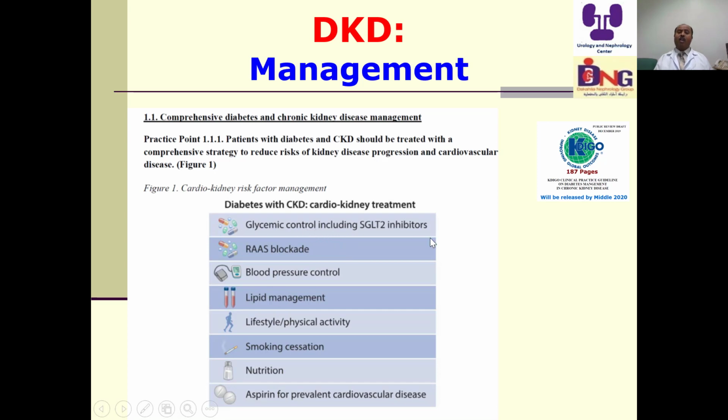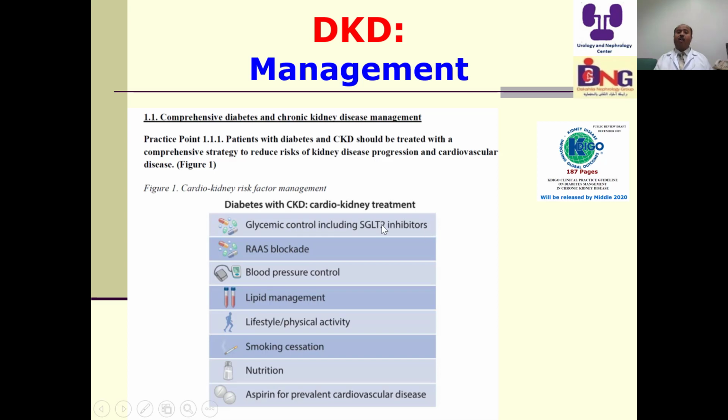Yes, glycemic control is very crucial, and nowadays there is increased preference to use sodium glucose cotransporter 2 inhibitors as anti-diabetic drugs, especially if estimated GFR is above 30, because they are not accepted for estimated GFR less than 30. And the target glycemia control is according to the stage of CKD.